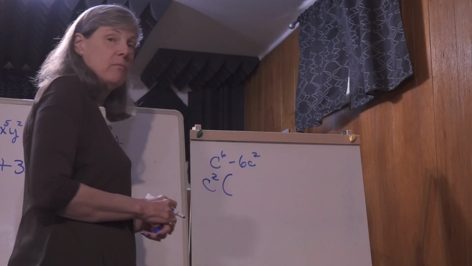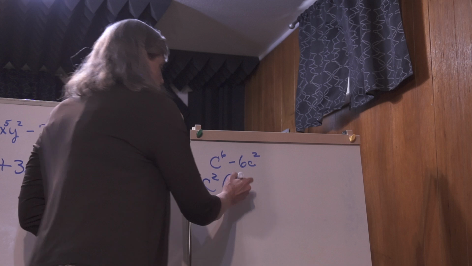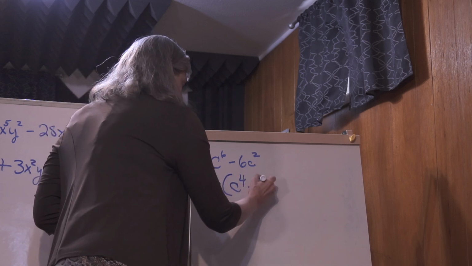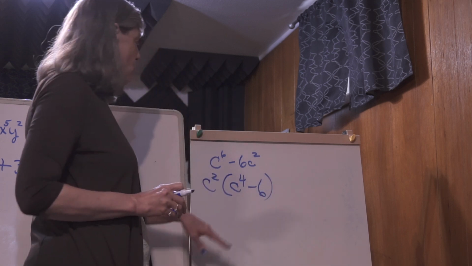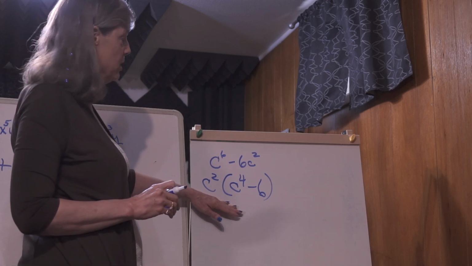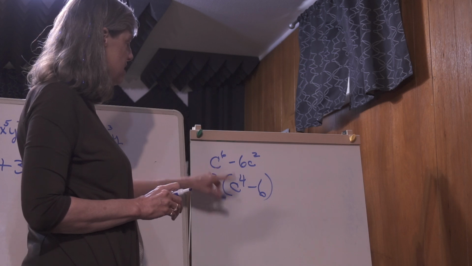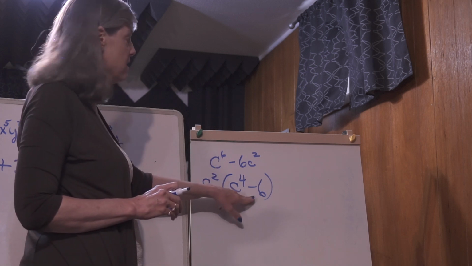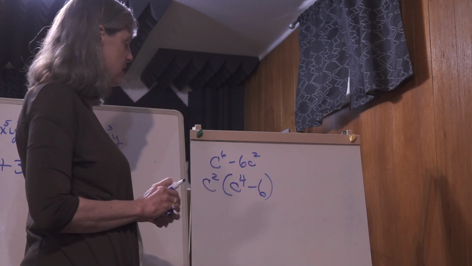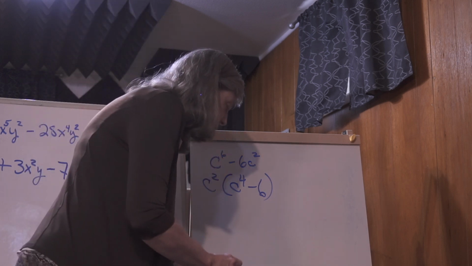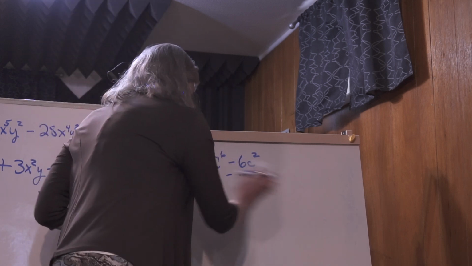And then I'm going to multiply up what's left. So c to the fourth minus 6. When I multiply this back really quickly, c squared times c to the fourth gives me c to the sixth. And c squared times negative 6 gives me negative 6c squared. Okay, let's look at one more.